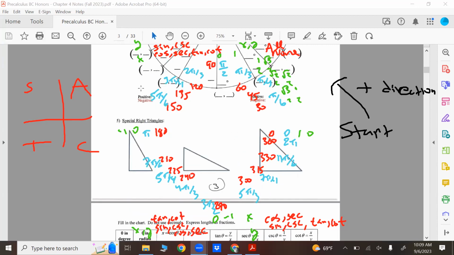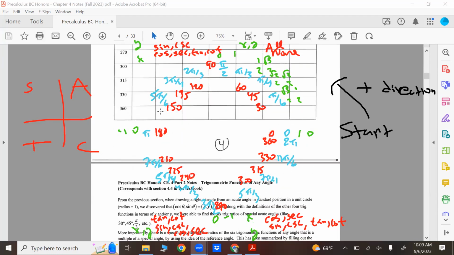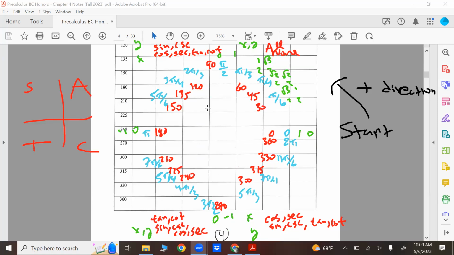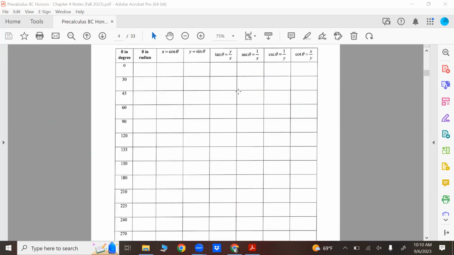I already did special right triangles, so I'm not going to fill that out again. Okay, this is the last thing we'll do. I'm going to end page 4 and then give you guys a head start on homework. Yeah, this is kind of a pain, but let's just do it. Let's get it done quickly.